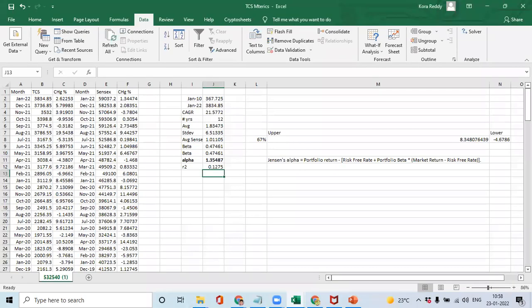But for me, it is this number. What does it mean? I can explain TCS movements 12% of the time with that of Sensex movement. That's a technicality. So how do I read that number? There has to be a good or bad in that number, right? So what is a good R2? What is a bad R2?